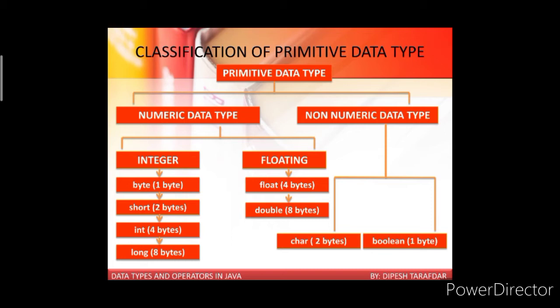The non-numeric data types are of two types: char, that can be used to store any single character, whereas boolean, which occupies 1 byte of memory, can store only two kinds of values, that is true and false.